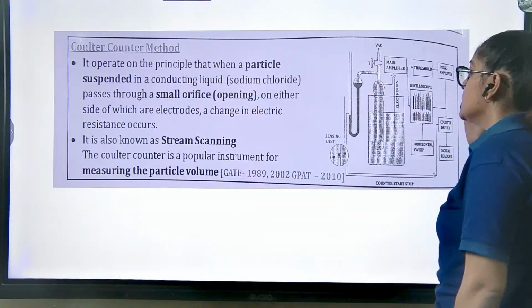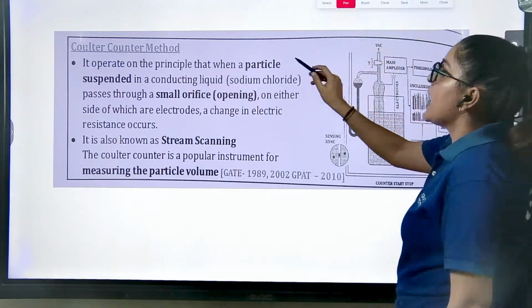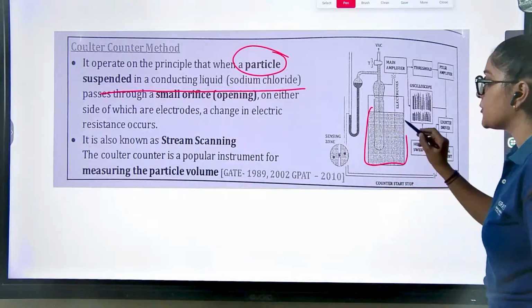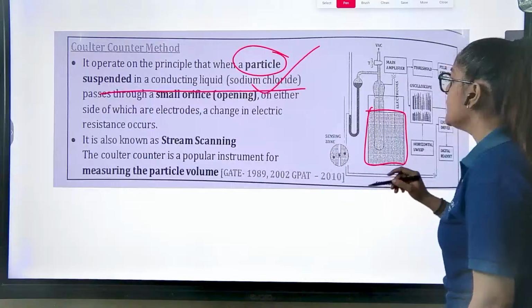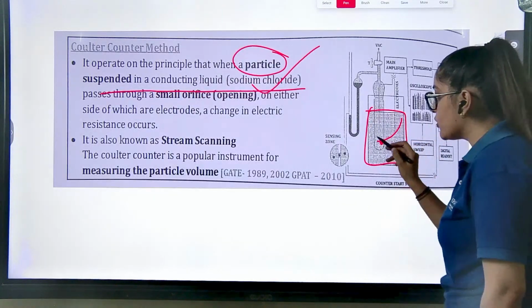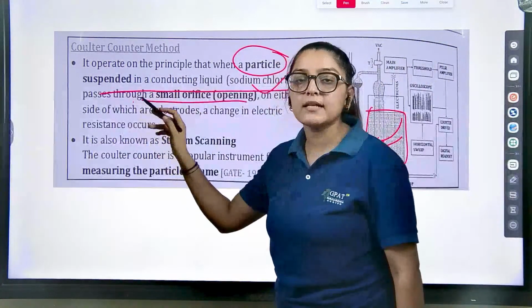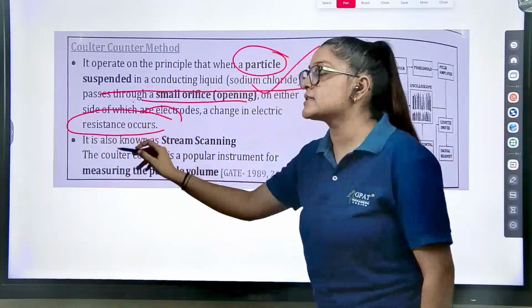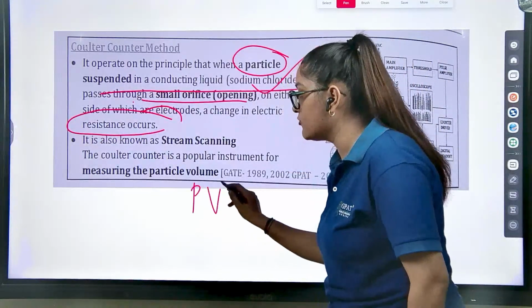We have seen this Coulter counter method operates when the particles are suspended in a conducting liquid. For example, sodium chloride will be used as the conducting liquid. You can spot a little orifice here. Once the particles pass through this orifice, it will record the signal. There will be a change in resistance. This change in resistance is recorded as a signal for the estimation of the particle volume.